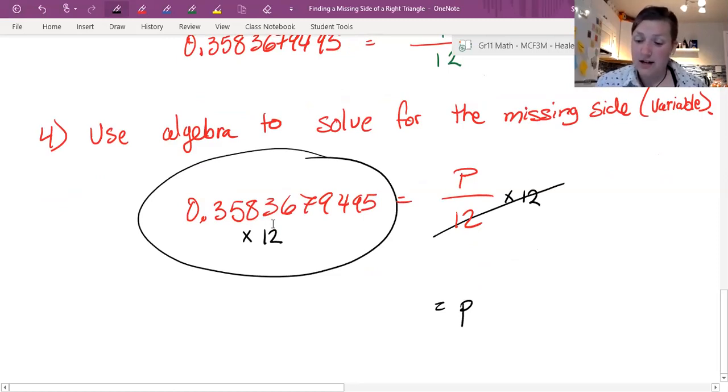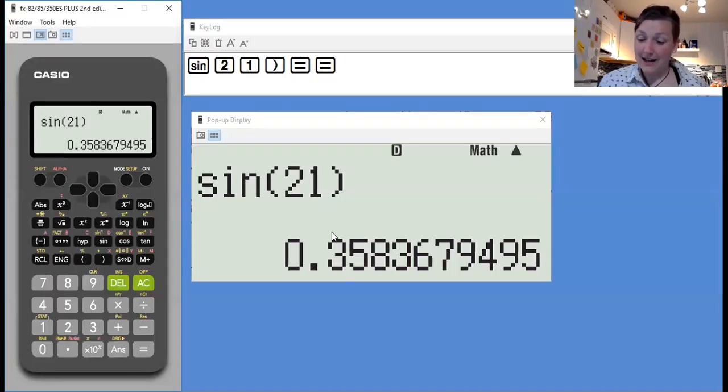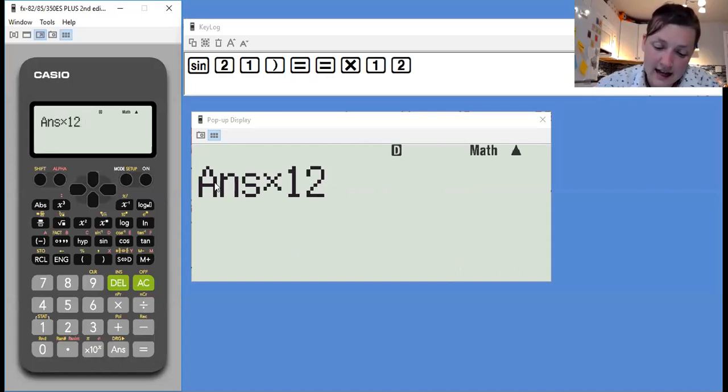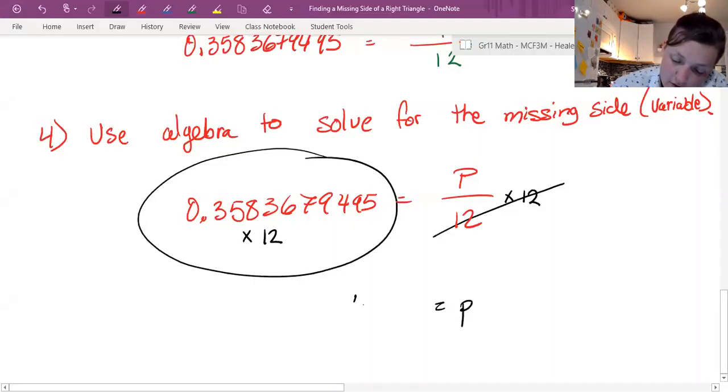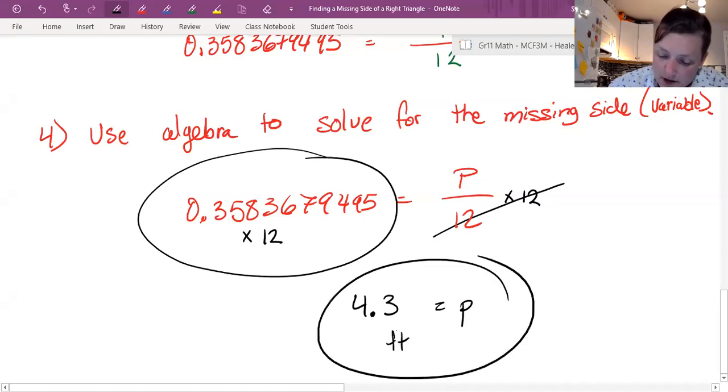Important: I'm going to show you a way of doing this to make it easier. If you still had that number in your calculator and you just hit times 12, you see that this ANS button pops up. ANS stands for answer, and that means your calculator put in the last answer you got, and then you can multiply by 12, so we didn't have to type it all in. So we get 4.3004. This means that our answer is 4.3, and originally that was feet.